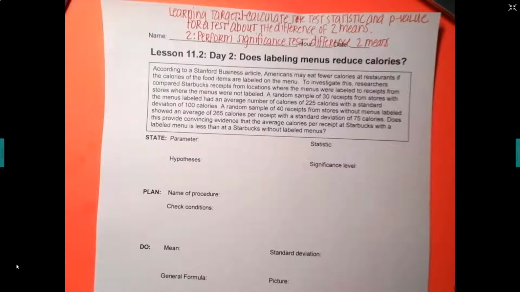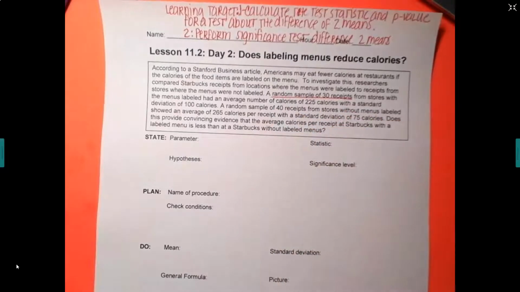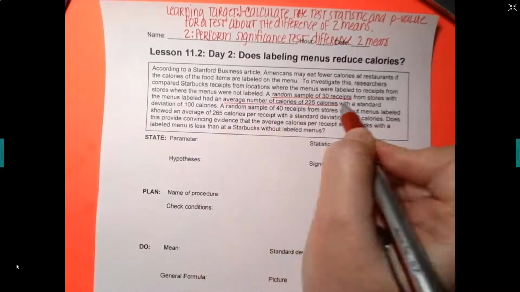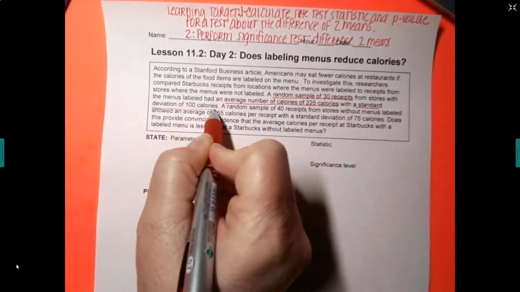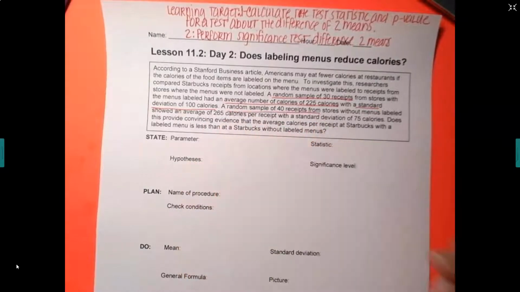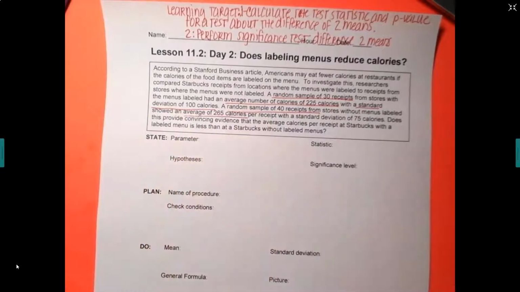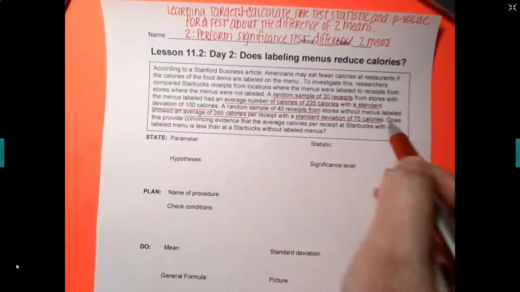To investigate this, researchers compared Starbucks receipts from locations where the menus were labeled to receipts from stores where the menus were not labeled. A random sample of 30 receipts from stores with menus labeled had an average of 225 calories with a standard deviation of 100 calories. A random sample of 40 receipts from stores without menus labeled showed an average of 265 calories per receipt with a standard deviation of 75 calories.